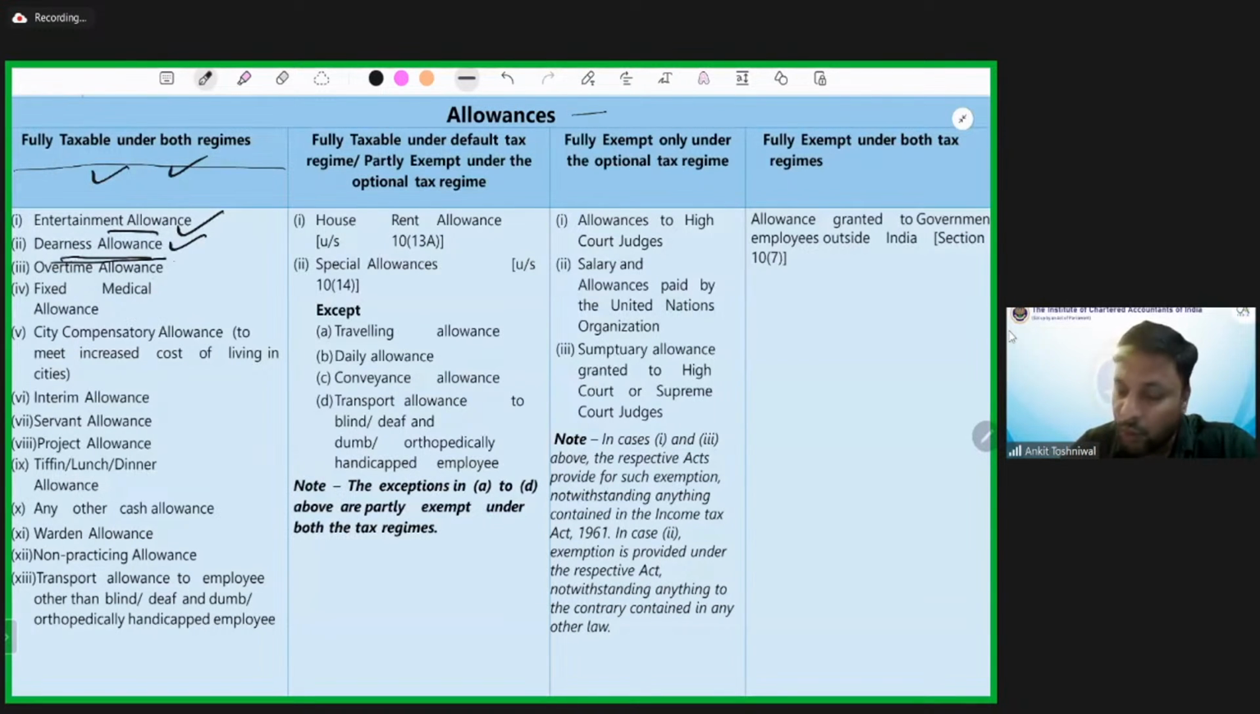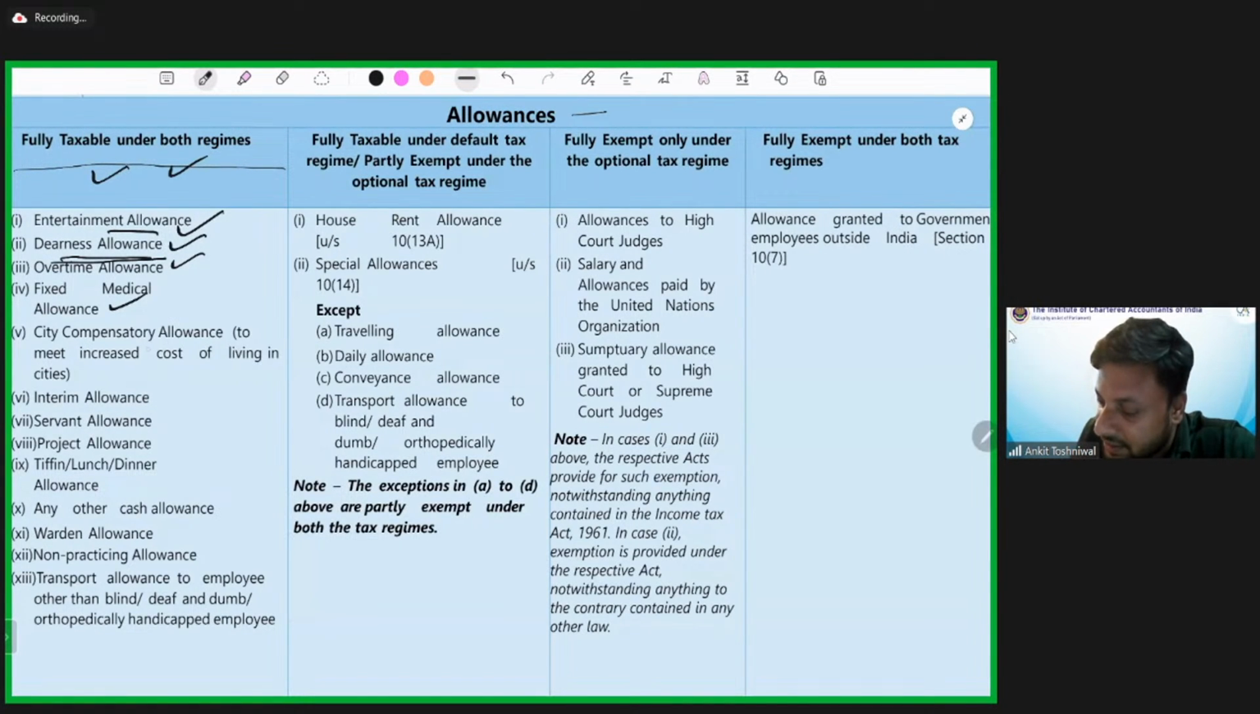Overtime allowance, if you are doing any job after the normal working hours, you will get overtime, and that overtime is fully taxable. Medical allowance, if you are getting any fixed medical allowance, it is fully taxable.